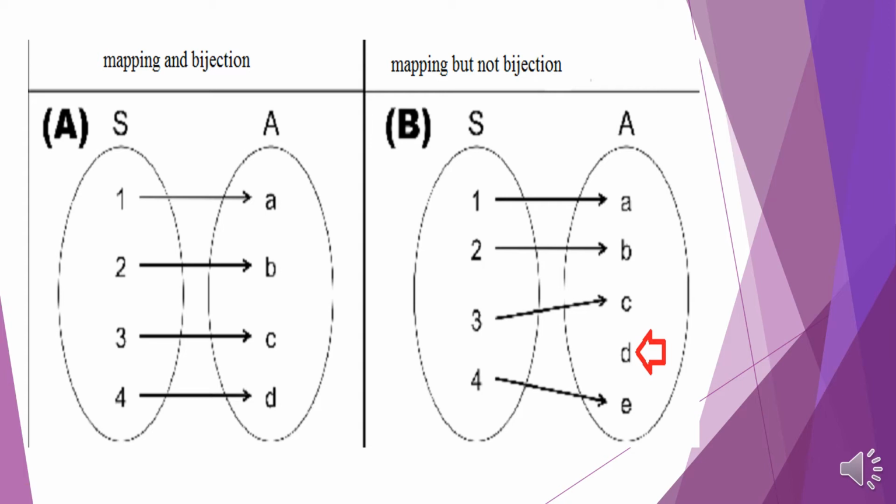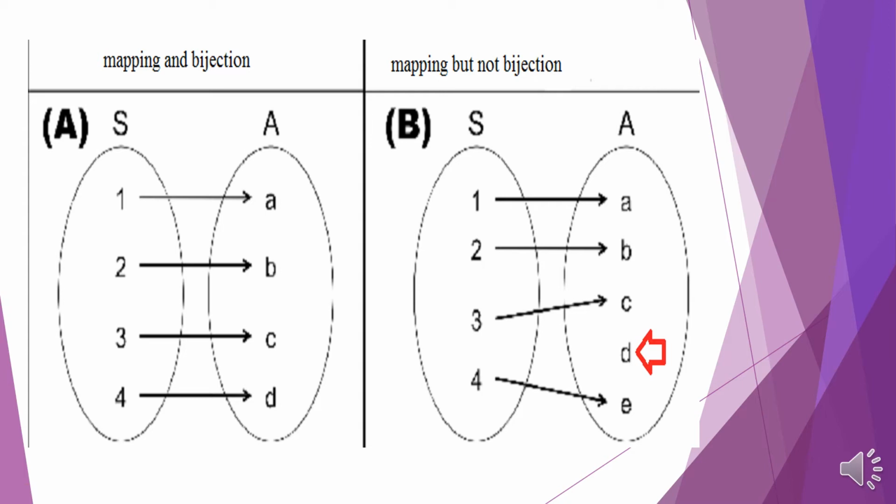وما في عندي ولا element ما عنده arrow. So it is bijection. Now it is bijection. فإذا diagram A اللي هو from S into A is a mapping and bijection. While in the diagram B, it is a mapping but not bijection.